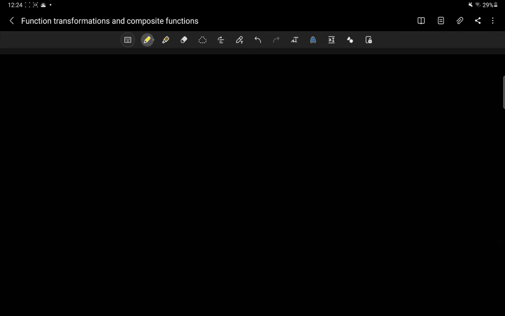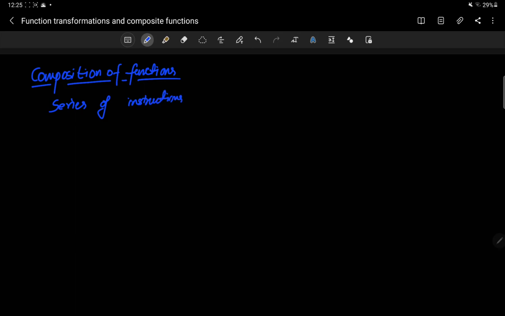The next idea, which actually gives us a much richer theory of functions, is called composition of functions. Okay, when we talk about composition of functions, we are going to think of them as a series of instructions. For example, maybe these could be like instructions for putting together a table, for assembling something.